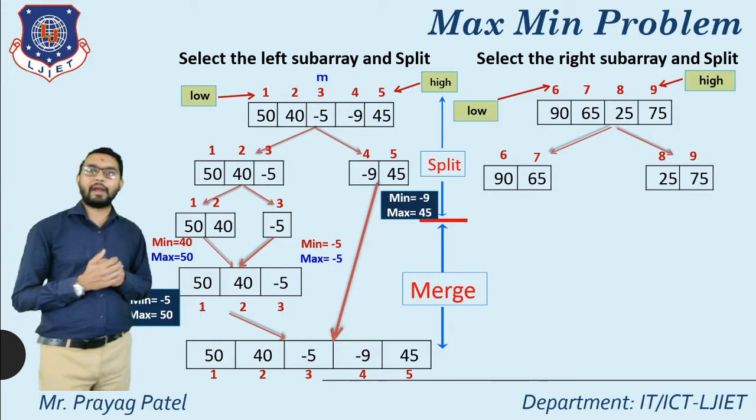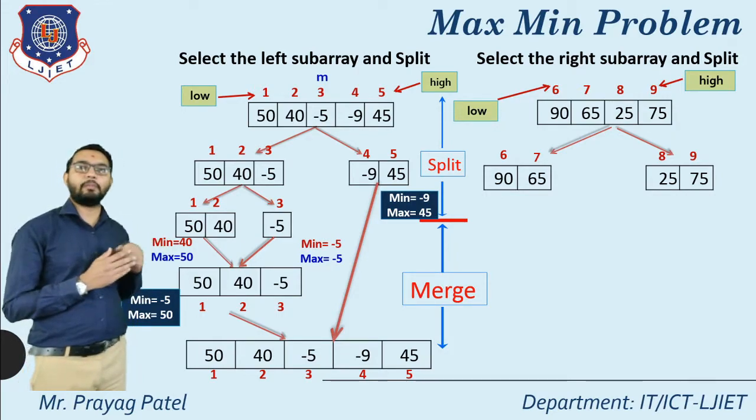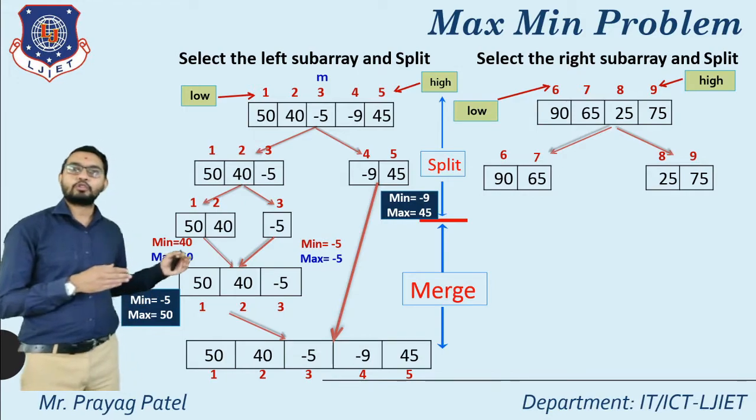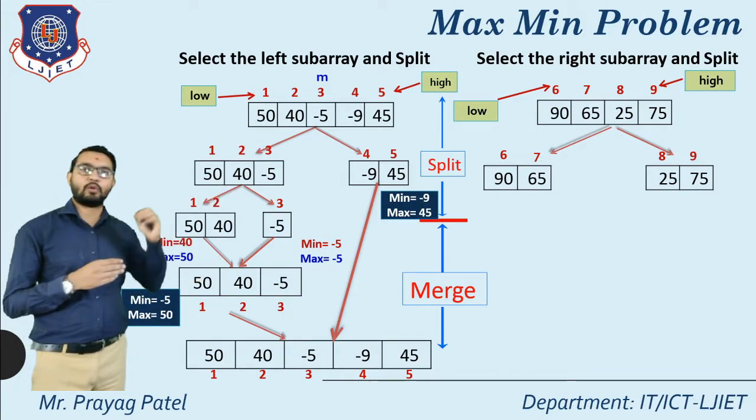Now how will we find the minimum value of these two combined arrays? The first left array is locations 1, 2, 3, and the right array is locations 4, 5.